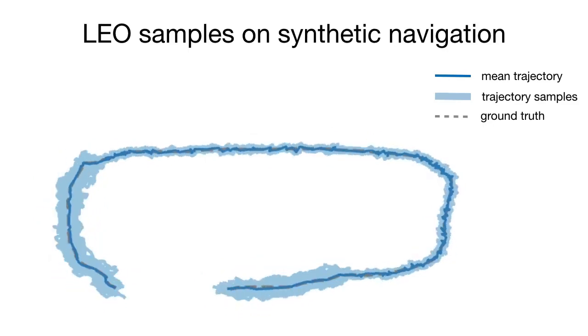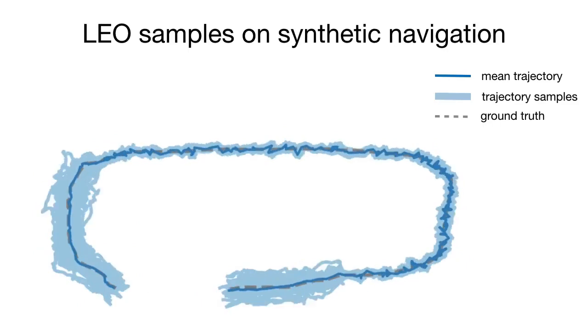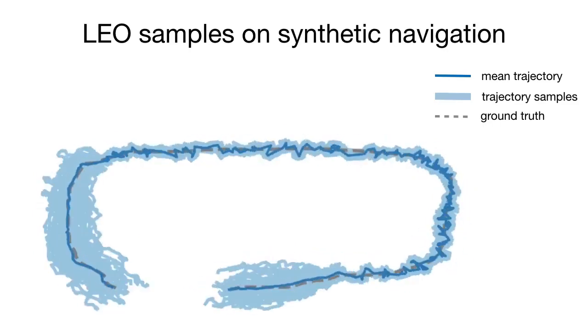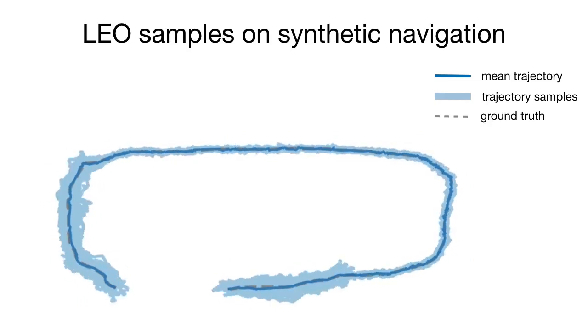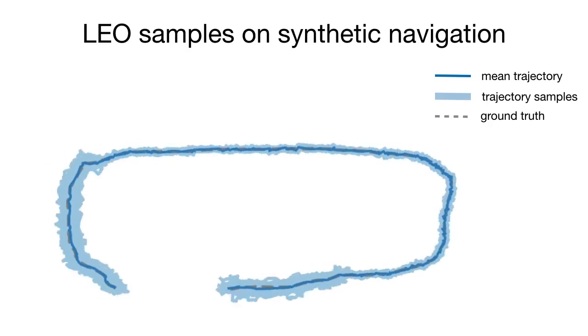Here we focus on one such trajectory and visualize how LEO samples evolve over iterations. Initially, when the energy function is incorrect, samples are more spread out. Over iterations, as the energy function evolves, the samples concentrate about the ground truth.